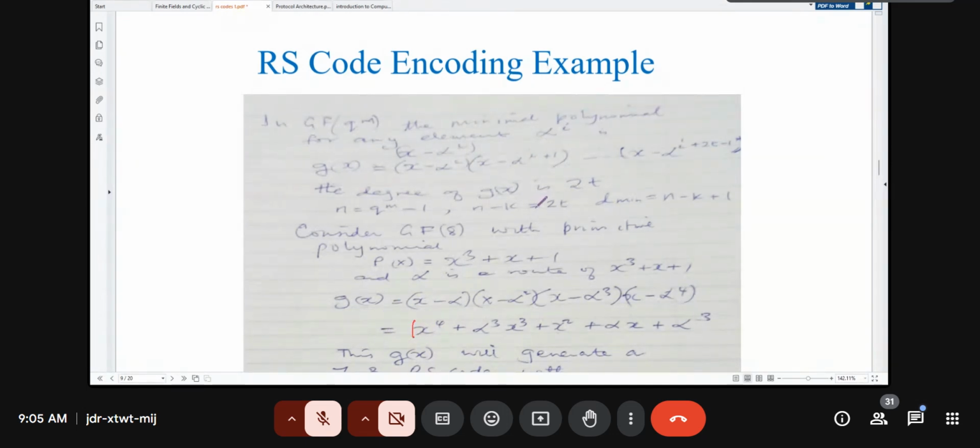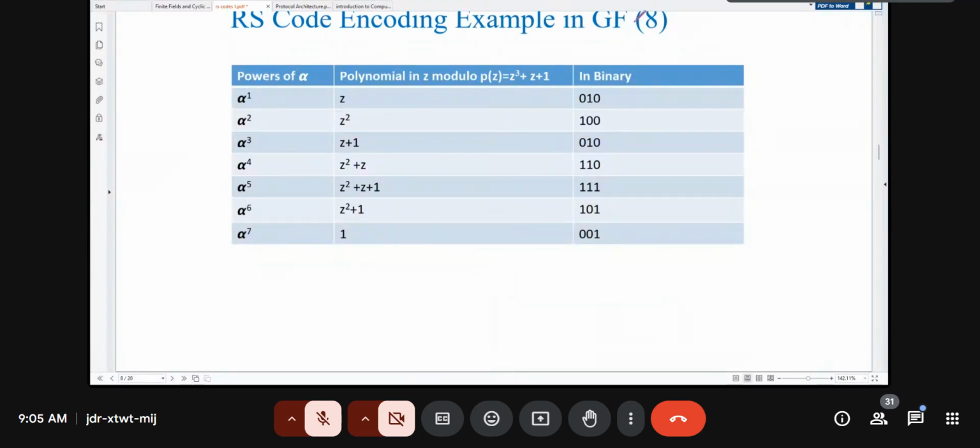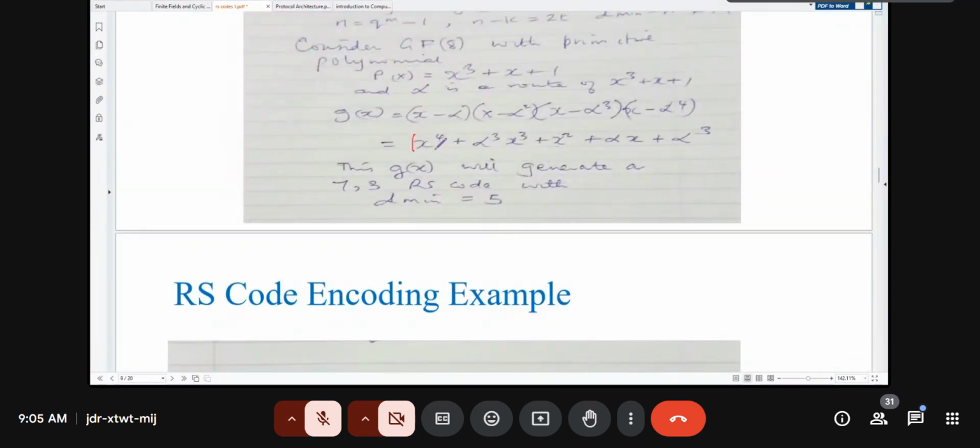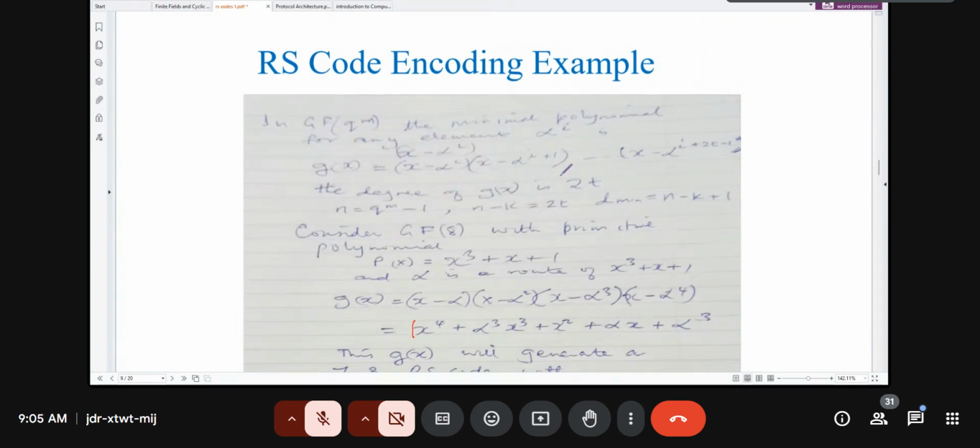For this case, where you do GF(8), GF(2 to the 3), our generator polynomial will be this, and this will generate a (7,3) RS code. The minimum distance is equal to 5. Because remember, how many errors do you want to correct? I think we want to correct 2 errors. I think we must have specified what we want to correct.